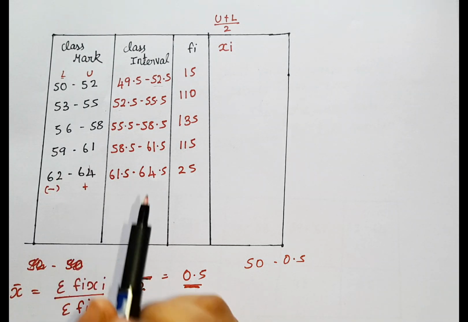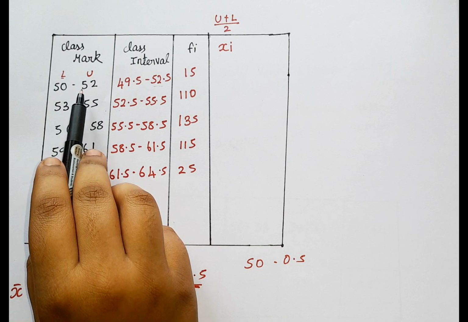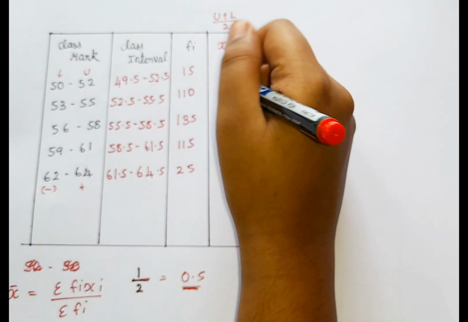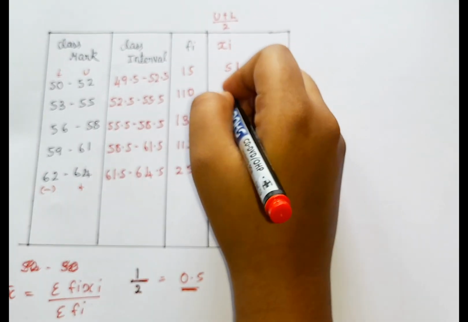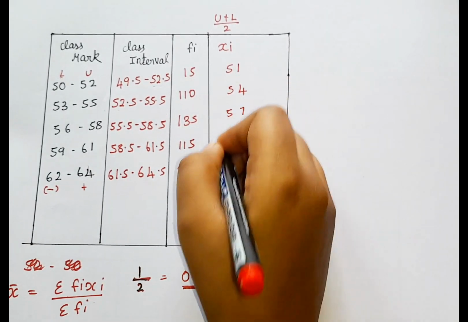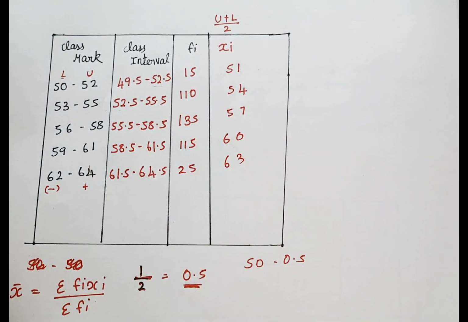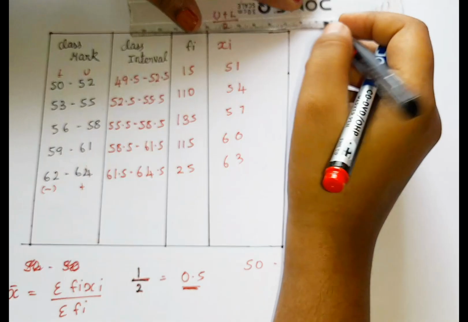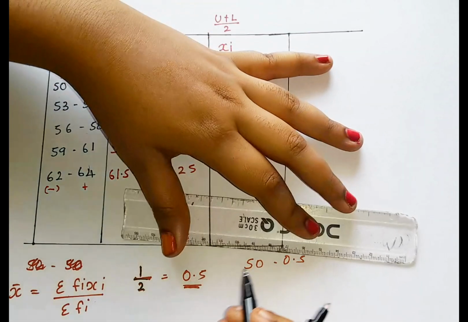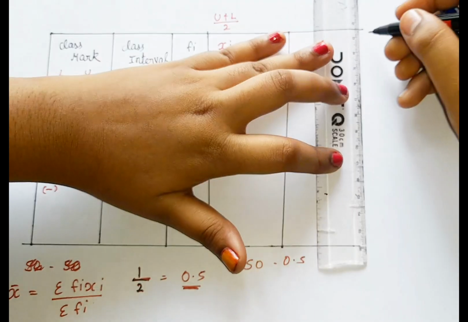Now upper limit plus lower limit, when I add them, I'll get 102. 102 divided by 2 is 51. Like that, when I do it for the others, we'll get 54, 57, 60, and 63. Now I got the xi values, so next I'll find the fi xi values. I'm sorry guys if the boxes and tables are not in a proper line. I'm literally sorry for that.